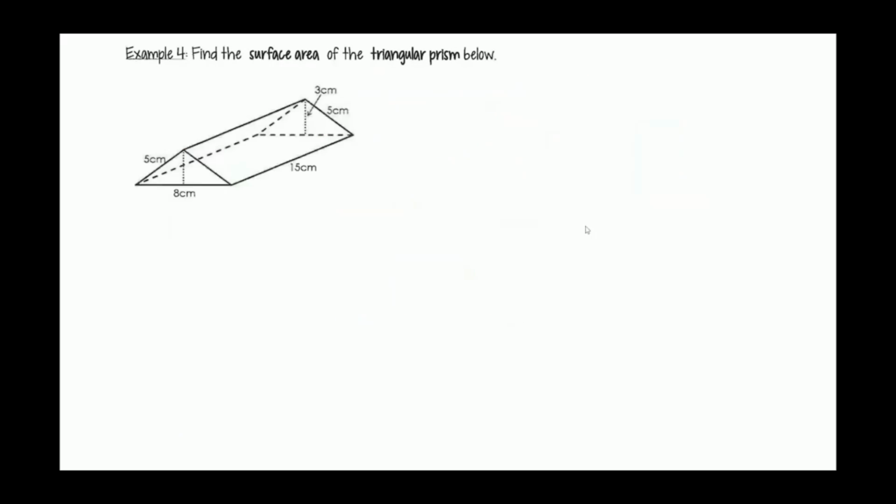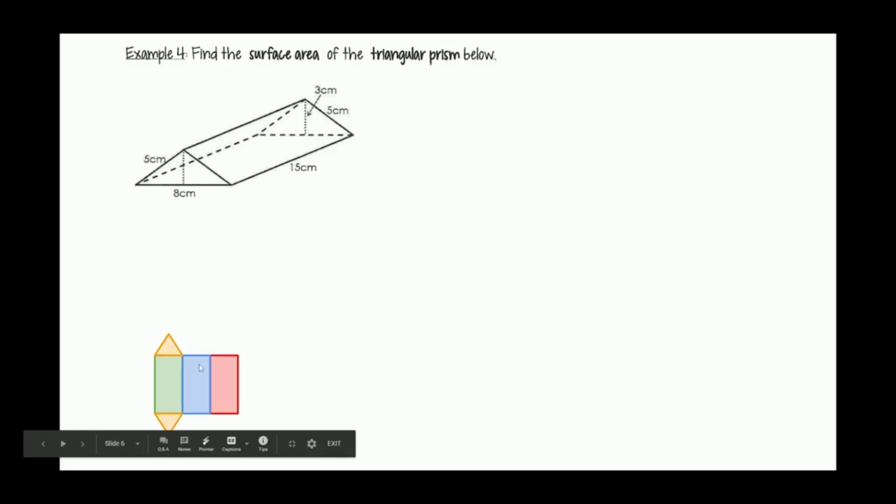Let's try one more example. Again, we're going to go a little faster. Go ahead and pause the video if you want to try it yourself. But our net looks like this again. Notice it doesn't have to be accurate. The triangles don't have to look like this triangle. You just want to sketch out the sides that you need to find. So the 2 bases plus the 3 rectangular sides.